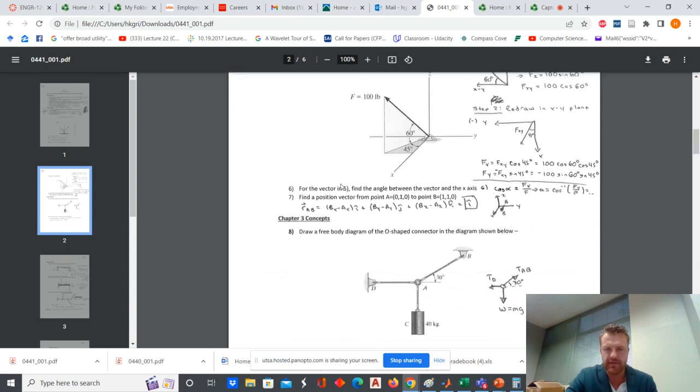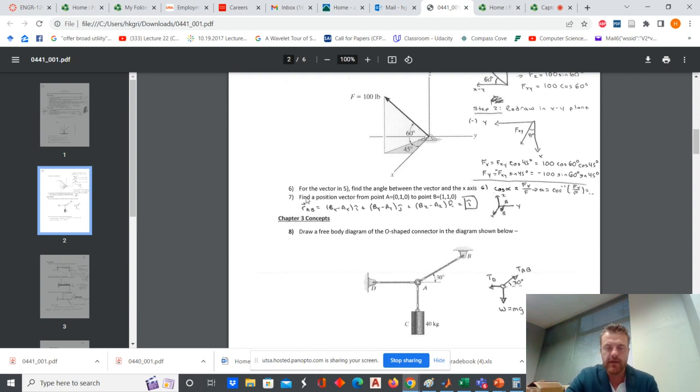Question 6, for the vector in 5, find the angle between the vector and the x-axis. Remember that this is like our direction cosine concept that we talked about. The 3 angles that were defined as angles between any vector and the coordinate axes were alpha, beta, and gamma. For the x-axis, it was just alpha, and you could determine that by simply taking the inverse cosine of the relevant component divided by the magnitude. So we know the x component, we know the magnitude, take that ratio and take the inverse cosine.